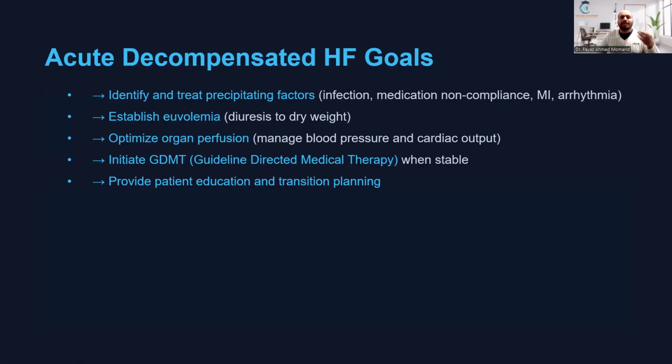We try to go aggressive with diuresis, but we have to make sure that we are not causing dehydration or hypovolemia. We have to manage or optimize the perfusion to the organs. Blood pressure should remain well controlled. And we do guideline directed medical therapy once they are stable. Finally, the patient is educated and the plan for transitioning to the community is discussed with the patient.